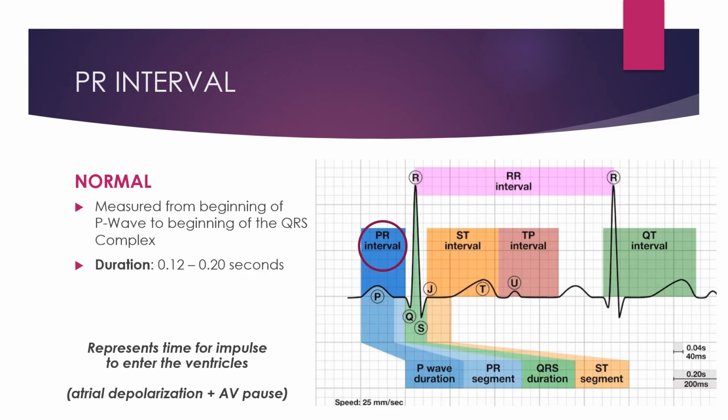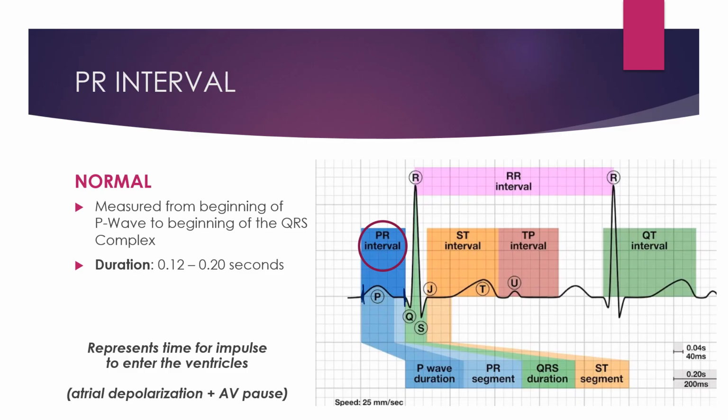Next, we look at the PR interval. So the PR interval is going to be the time it takes for an impulse to enter the ventricles. So remember, the SA node fired, the impulse started in the atria, it depolarized the atria, it paused at the AV node, and then it got into the ventricles. So the PR interval is going to measure the atrial depolarization plus the pause at the AV node. It's measured from the beginning of the P wave, so from here, to the beginning of the QRS complex, and a normal duration is 0.12 to 0.20 seconds.